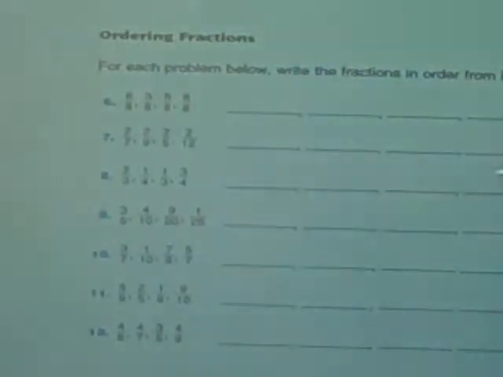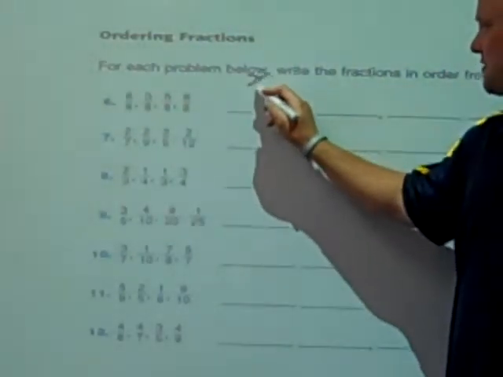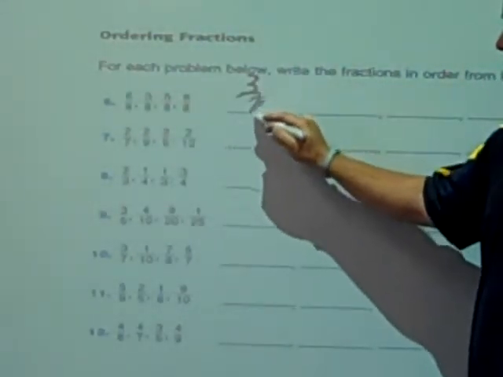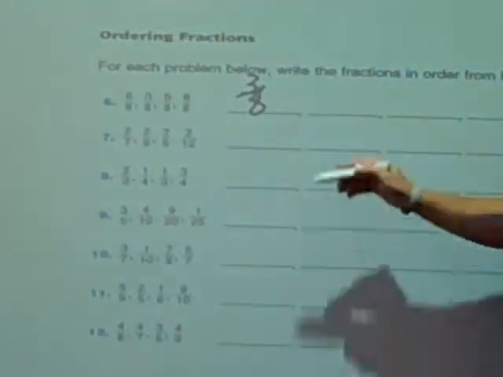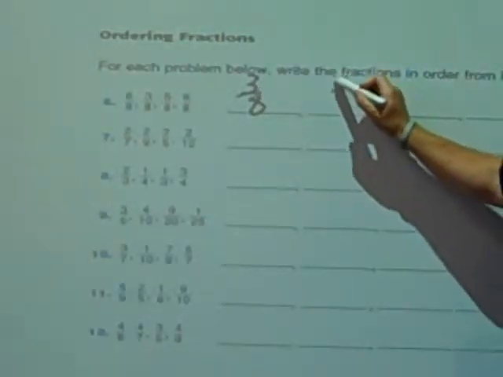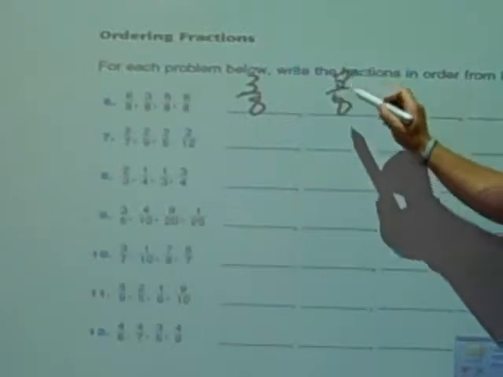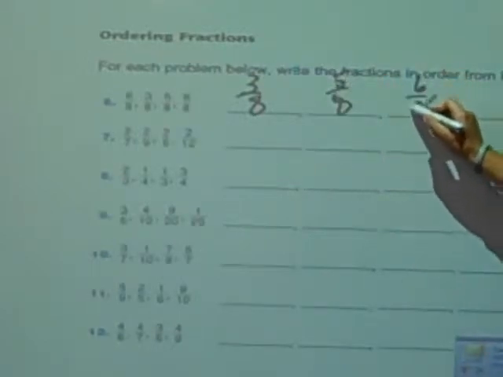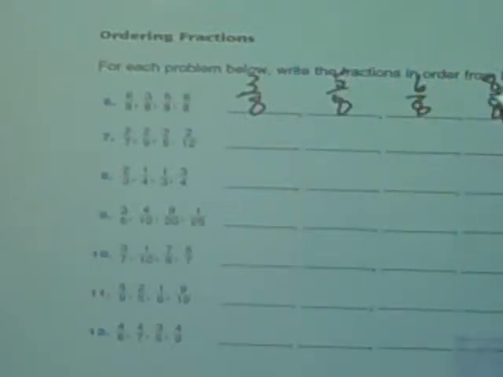So if I'm doing least to greatest, I know that 3 is going to be my smallest, 3/8. When you follow your order, you have 5/8 would fall next, 6/8, and then 8/8 would be your greatest.